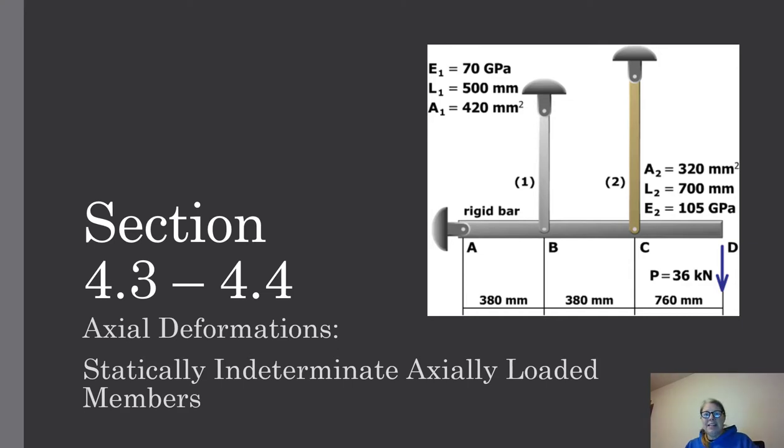And so we're going to take that next step in, well, how do we look at a system that is indeterminate? If I don't have enough equilibrium, what is something that I can do to get more equations so that I can find a solution?